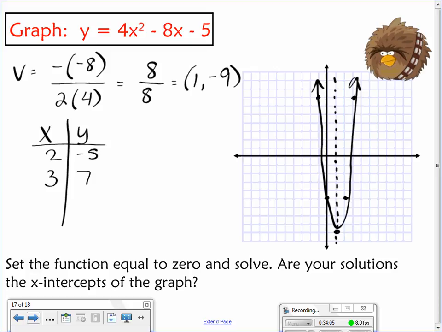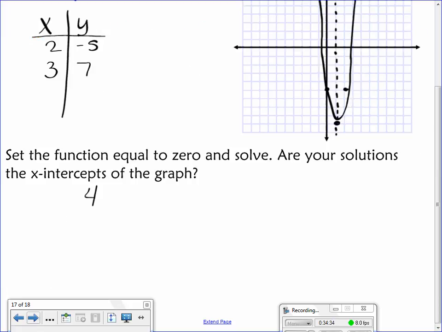So our answers are roughly between negative, like 0 and negative 1-ish, and our other answer somewhere in between 3 and 4. You guys got that? Where it's crossing somewhere roughly in there. Are they going to be nice, pretty answers? No. All right, so set the function equal to 0 and solve. Are your answers the x-intercepts of the graph?